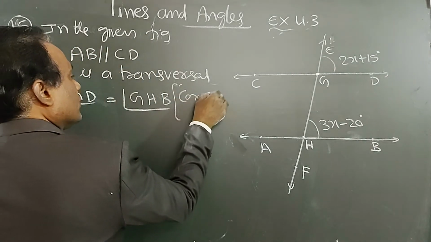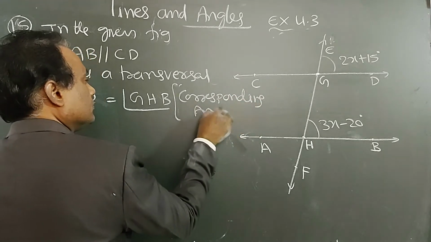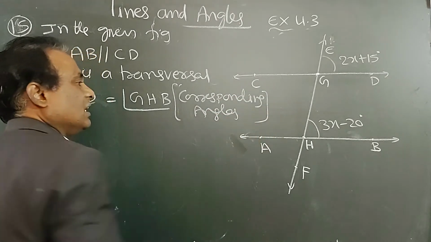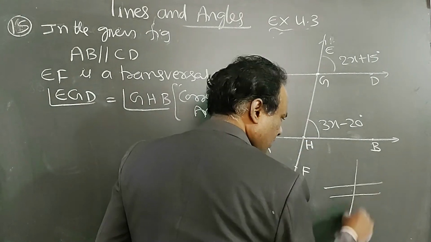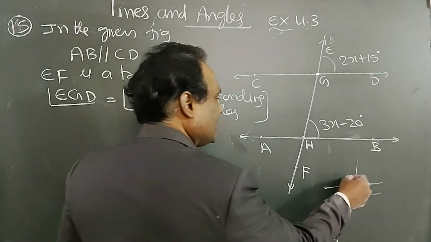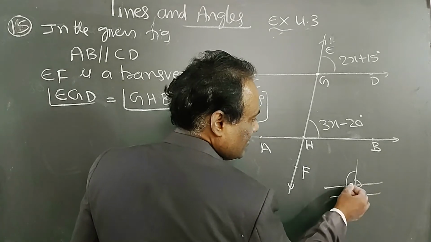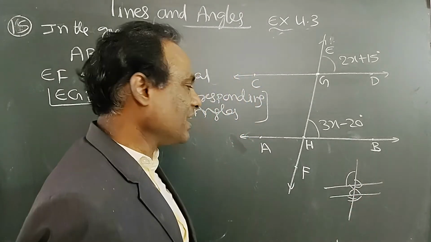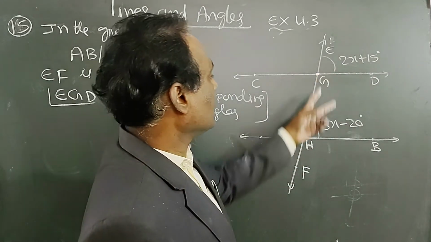I gave the definition, students. Corresponding angles: if two lines are parallel and this is a transversal, these two are corresponding angles. And on this side also, these two are corresponding angles. Corresponding angles are equal in case of parallel lines. So this angle is equal to this angle.